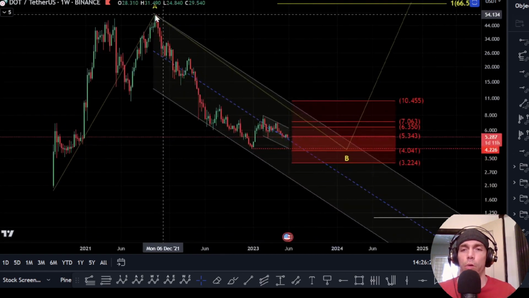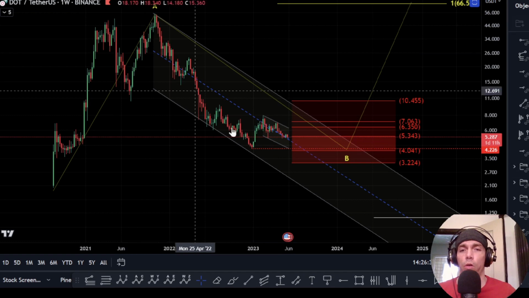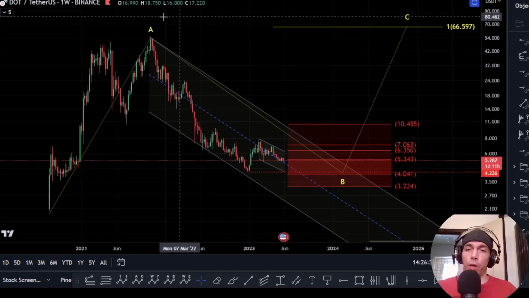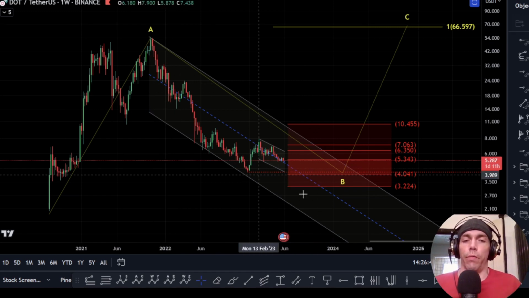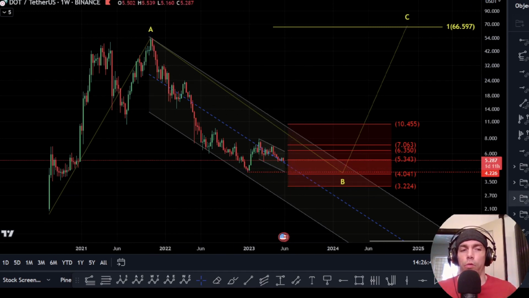Now if we are talking about this B wave, there's a couple of ways we can look at this. If we want to argue that this is completed, we would have to argue there's a WXYZ. We're going to go over a couple of ways that this B wave could be playing out, or at least this price action to the downside, and what this could actually mean.